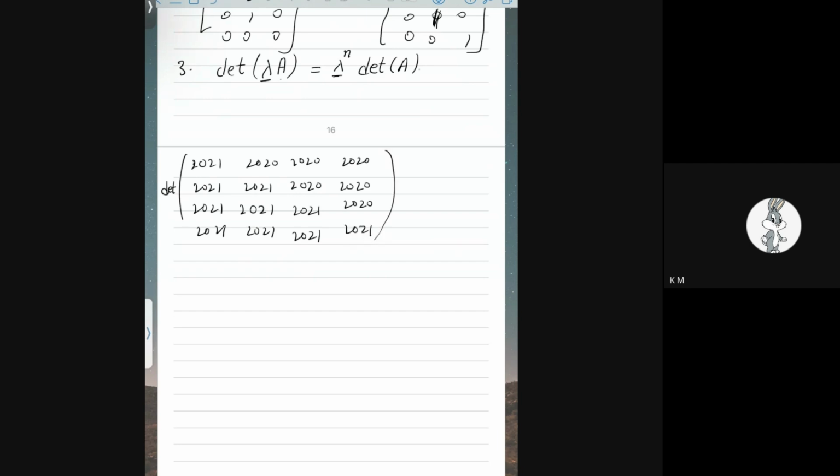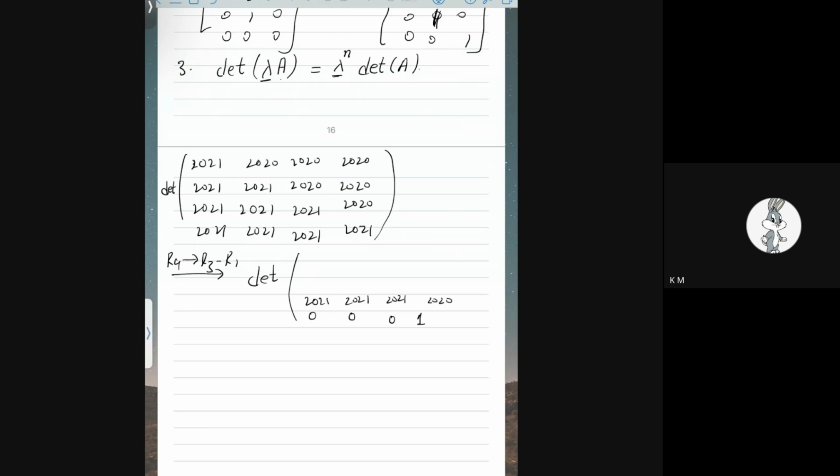Okay. So what we can do is subtract row 4 from row 3. The determinant remains the same, right? Due to property 1. So this becomes 0, 0, 0, and 1. This becomes 20, 21, 20, 21, 20, 21, and 20, 20.